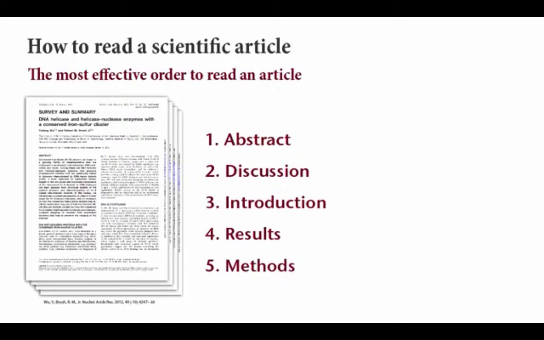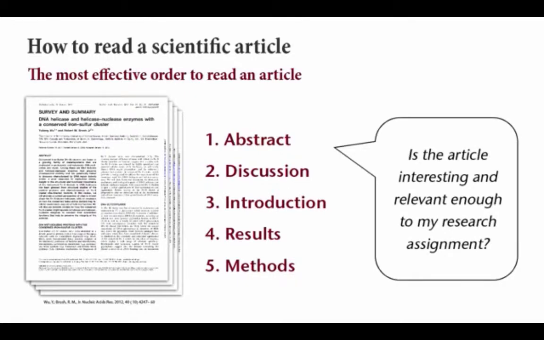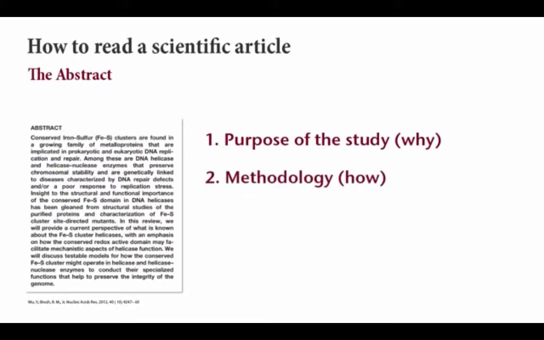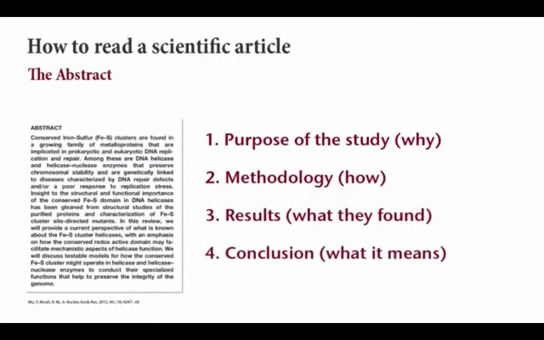After you read each section, ask yourself what in the article is interesting and relevant enough to your research topic, which will help you decide whether to continue reading it. Abstracts usually contain 4 kinds of information: the purpose or rationale of study, why they did it, the methodology, how they did it, results, what they found, and the conclusion, what it means. After reading the abstract, ask yourself, is this article worth reading, or should I move on to another one?